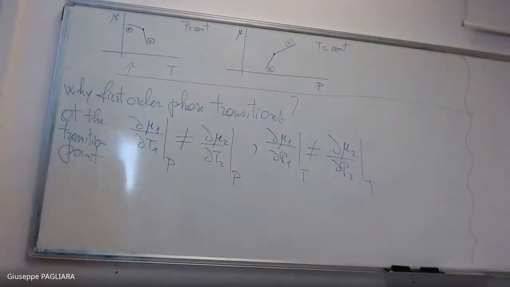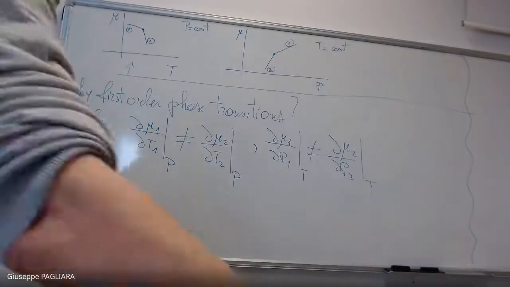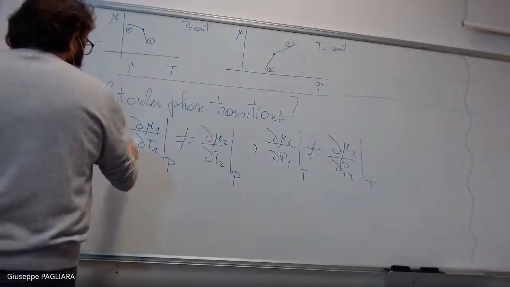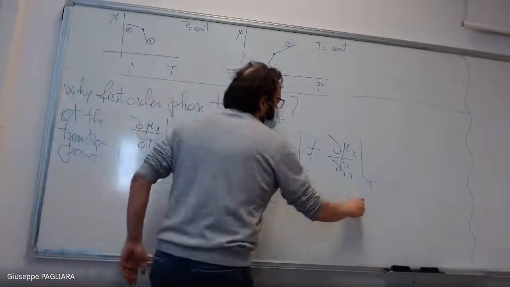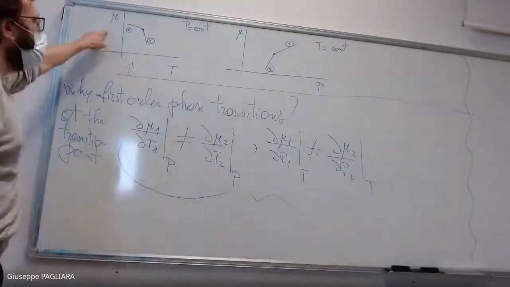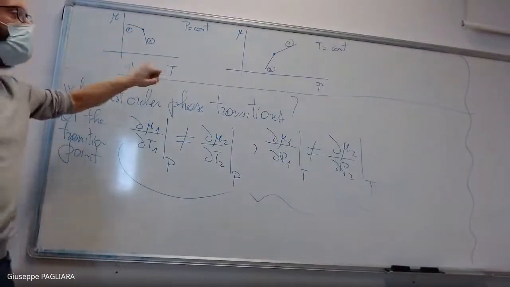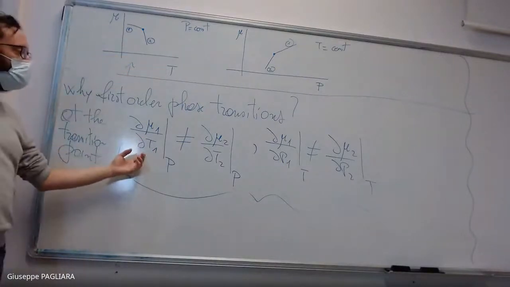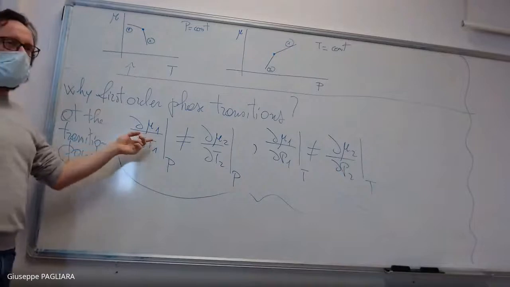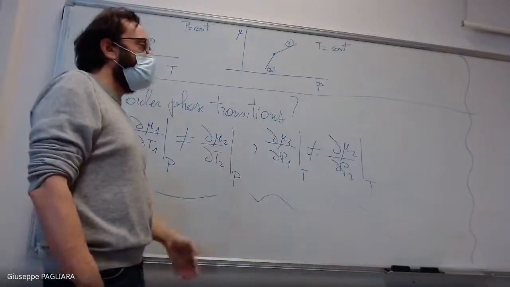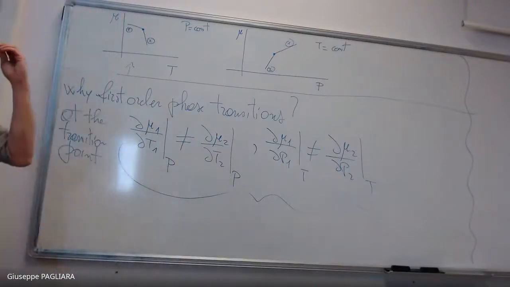Now, the reason they are called first order phase transitions is exactly the following. You have a function mu, which is continuous as a function of T and P, but it has discontinuities in the first derivative. So first order means discontinuity in the first derivative of the chemical potential.